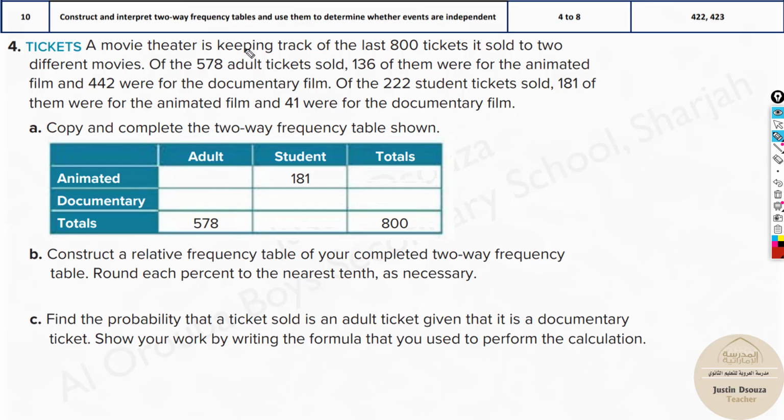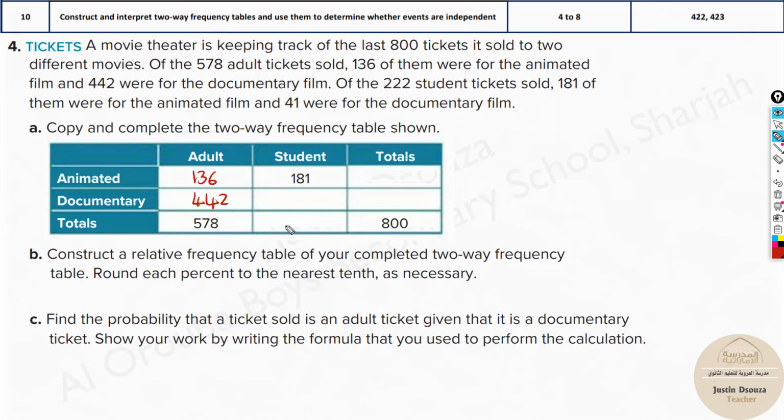So you need to just see adult tickets. How many of them were for animated? It is 136, so this is the answer over here. How many were adult tickets for documentary? It was 442. The total below over here is the total adult tickets, 578. Yes, it matches. What about the student tickets?